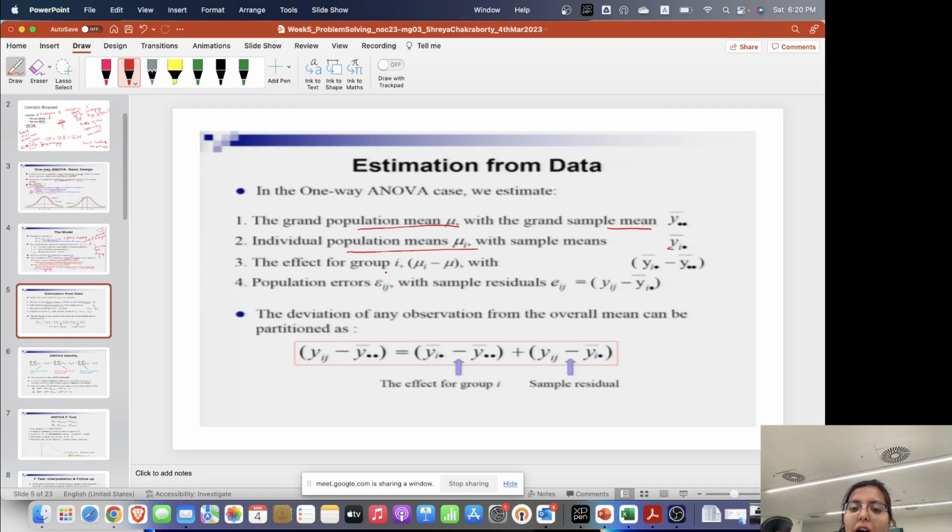The effect for group i will be replaced by Yi, the sample mean for the ith group, minus the grand mean, and the population errors would be the actual observed value minus whatever was the group mean of the ith group. So this is the total deviation from the grand mean that can be written as the sum of the effect of our group i plus the sample residual, that is the deviation from each of the individual group means.